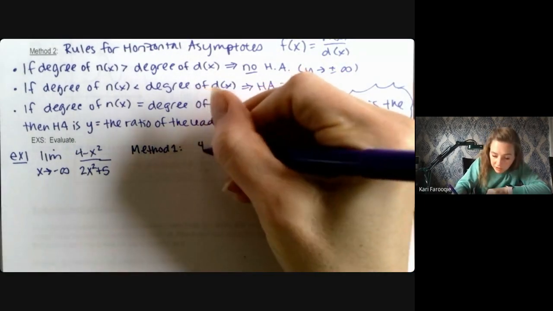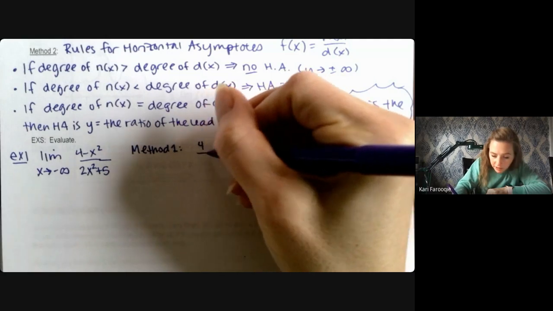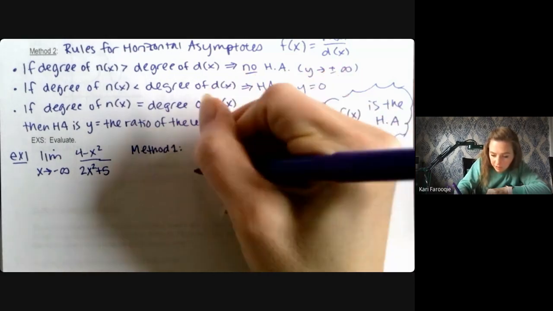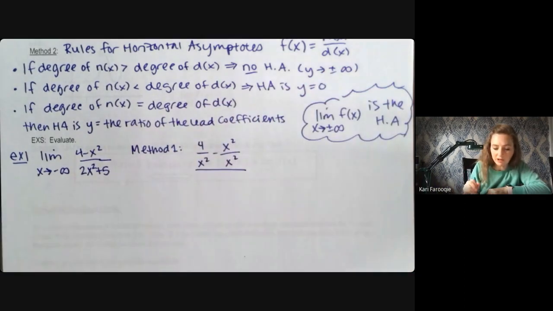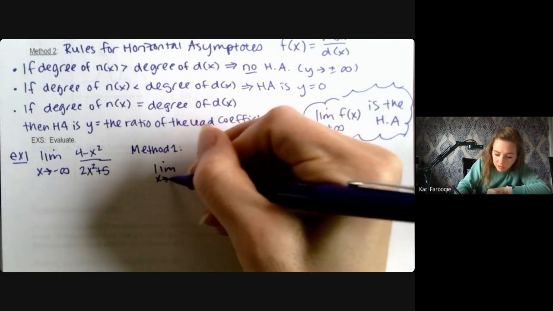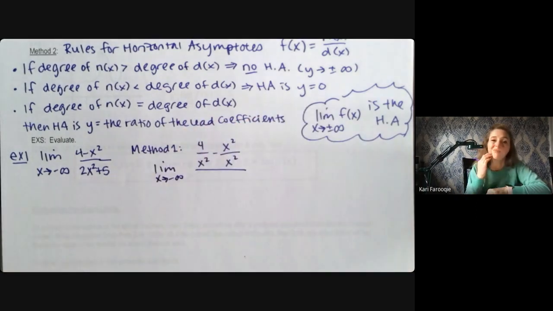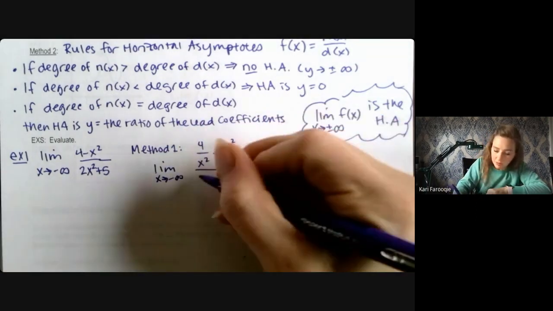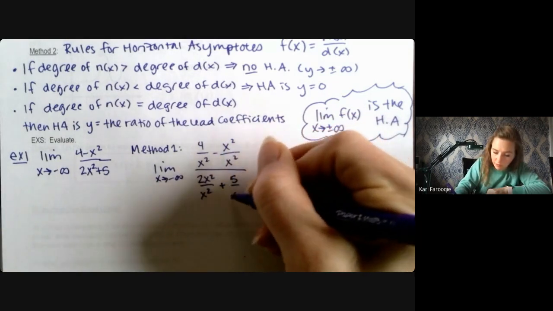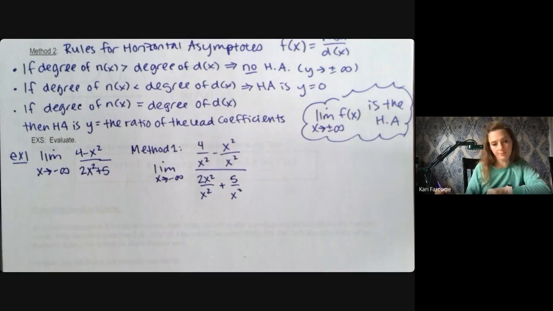So I'm going to take the 4 in the numerator and divide it by x squared. The x squared in the numerator gets divided by x squared. I know I didn't actually put the limit back on, but maybe I will just because I want you to get used to using good notation. And then in the denominator, we'll have 2x squared divided by x squared plus 5 over x squared.